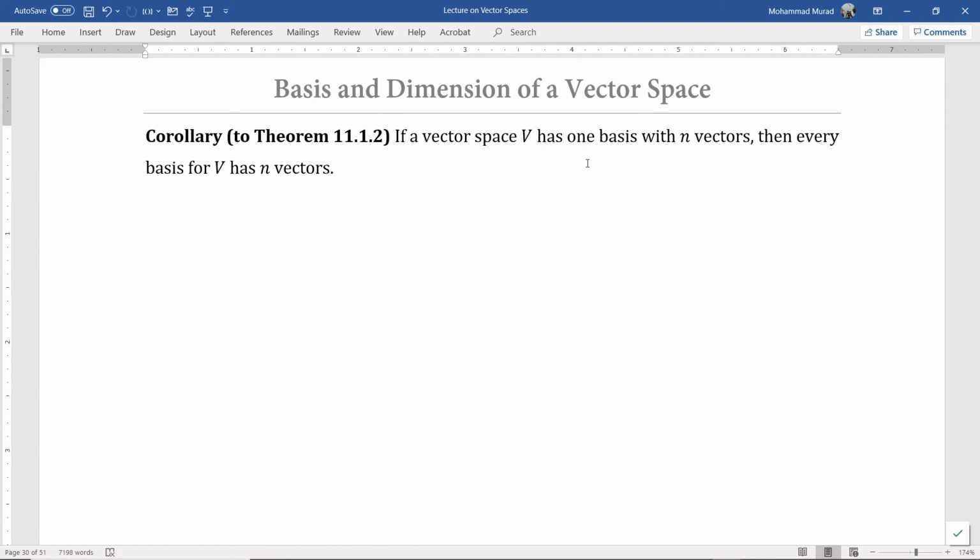Corollary: if a vector space V has one basis with n vectors, then every basis for V has n vectors. In other words, if a basis for a vector space V has n vectors, then every other basis must have the same number of vectors, but not necessarily the same vectors.